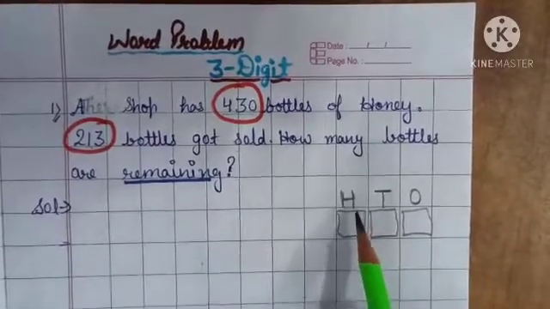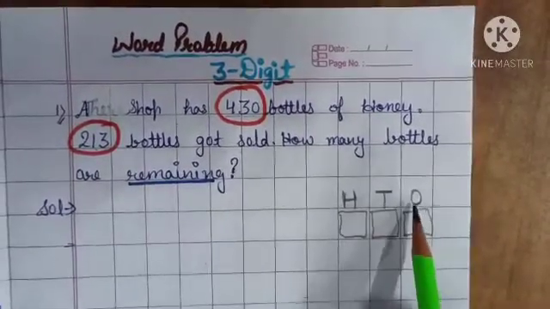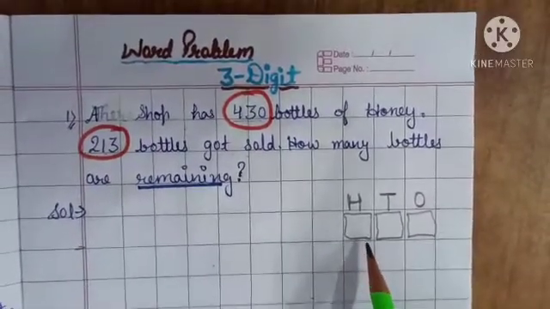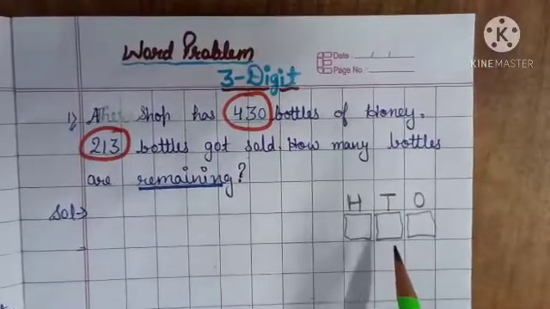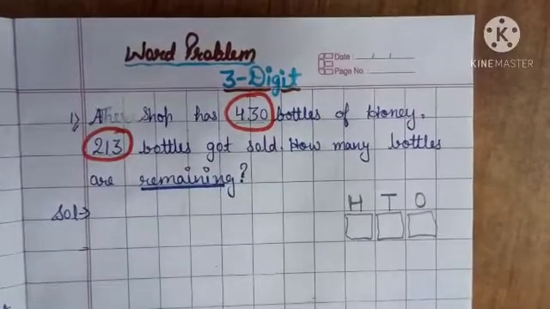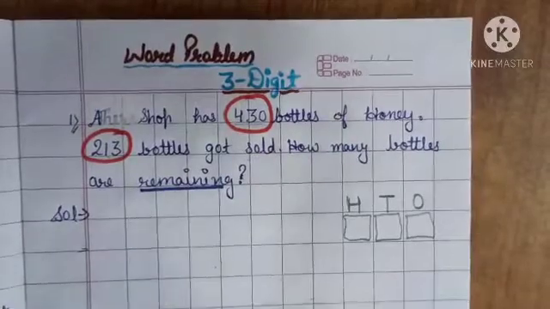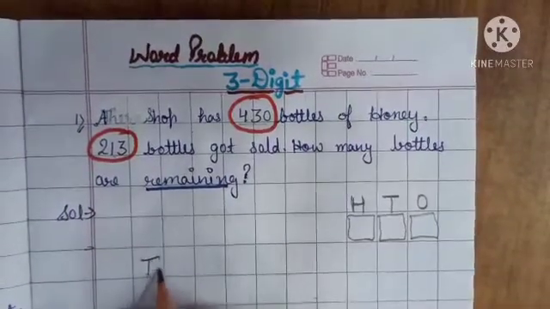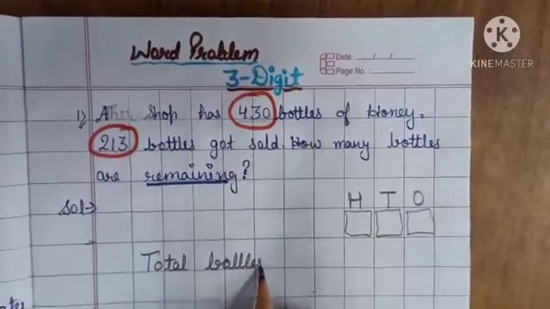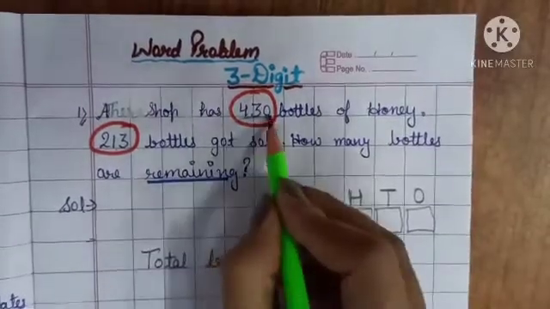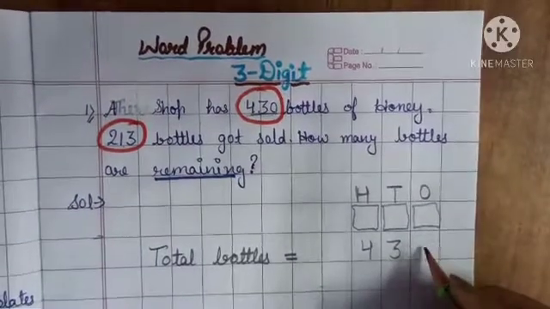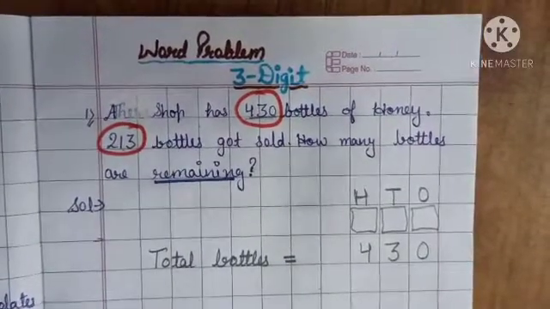Look here, I have already written hundreds, tens and ones, and as we know, we always leave a space for the numbers that we will borrow. Now tell me, how many total number of bottles are there in the shop? Yes, total bottles is equal to 430. So 4 is at hundreds place, 3 is at tens place, and 0 is at ones place.